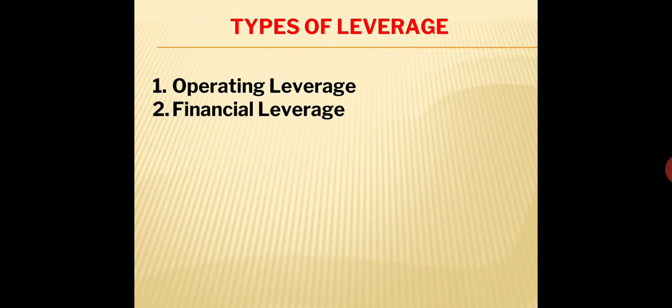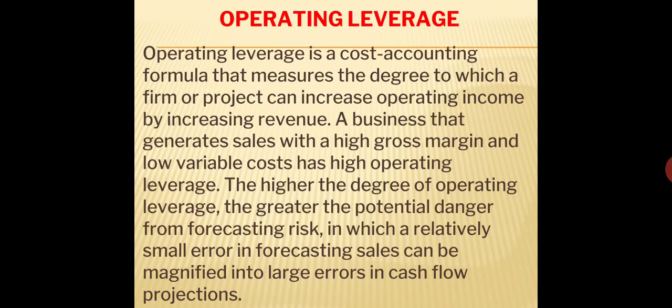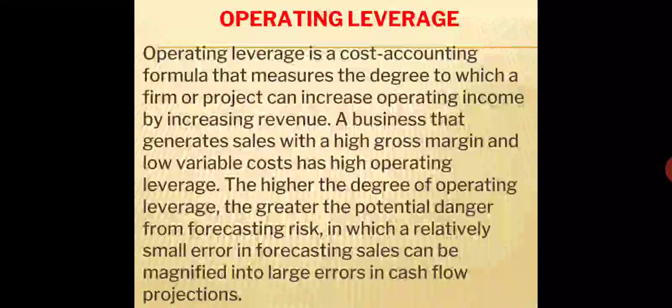Now, types of leverage. As already discussed in our introduction part, there are mainly two types of leverage. The first one is operating leverage and the second one is financial leverage. Combined leverage is not a type, but it is a combination of operating leverage and financial leverage. So let's discuss operating leverage. Operating leverage is based on the operating efficiency of the organization.